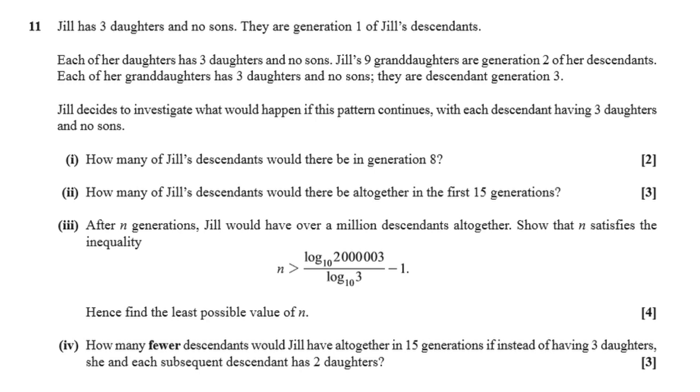Okay, final question of the paper. It seems like some form of a log question. Jill has 3 daughters and no sons. They're generation 1. Each of her daughters has 3 daughters and no sons, and the 9 granddaughters are generation 2. The cycle repeats over and over again, and Jill decided to investigate what will happen to this pattern.